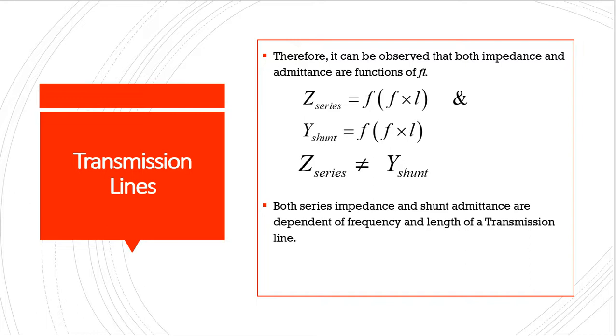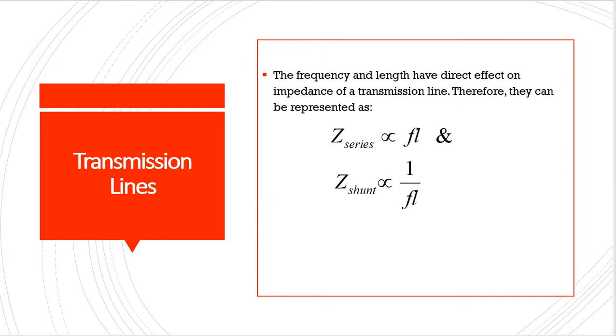it will affect the impedance in series and admittance in shunt connection, and also we know that Z series is not equal to Y shunt, right. Both series impedance and shunt impedance are dependent on frequency and length of a transmission line. Okay. So, now we can say that the frequency and length have direct effect on impedance of a transmission line, right. How they have the direct effect, we will just calculate it, right.